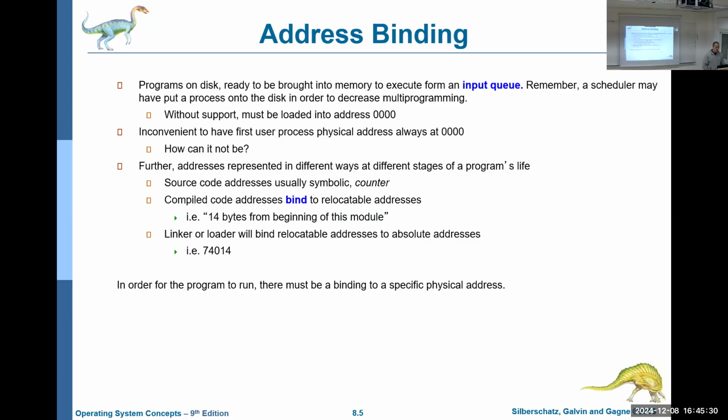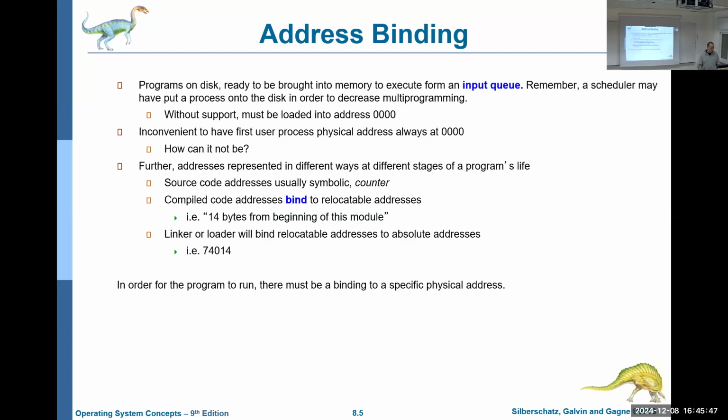It comes in. Without support, if we wouldn't do anything, we would put every program into address 0, at the beginning. It's inconvenient to have the first user process's physical address always be 0. How could it not be?